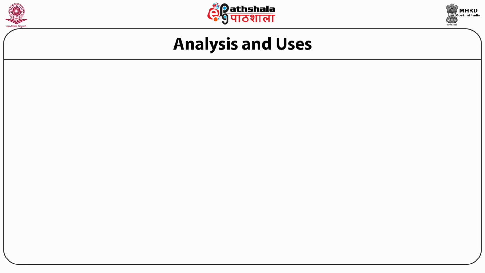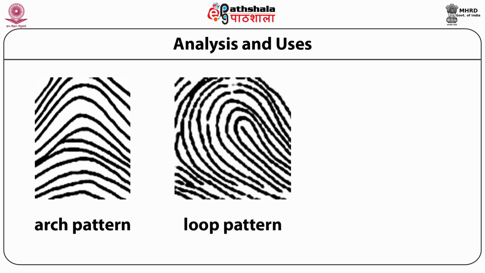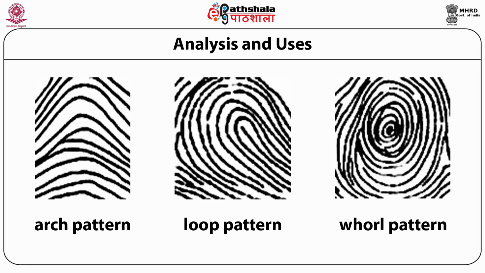When we look at these three patterns, the first is the arch pattern, where there is no tri-radius. Whereas when we look at the loop pattern, you can see on the left side of the loop there is a tri-radius forming. That one tri-radius is present, which is the characteristic of the loop. When we see the whorl pattern, there are two tri-radii, on the right and the left side, that make this pattern a whorl.